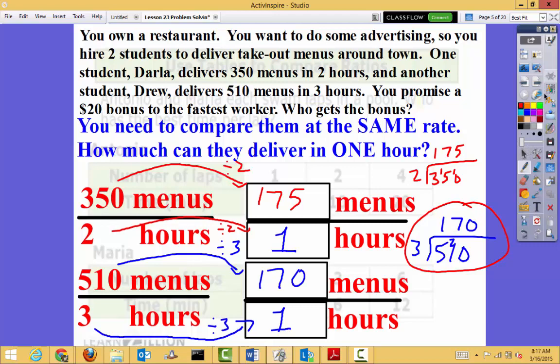So let's look. Who's going to get that $20 bonus? Who works faster? Well, if I'm going to pay someone, I'm going to want to pay whoever is working faster. So I have 175 menus versus 170 menus, both delivered in 1 hour. So I'm going to be giving it to Darla, since she's working slightly faster.